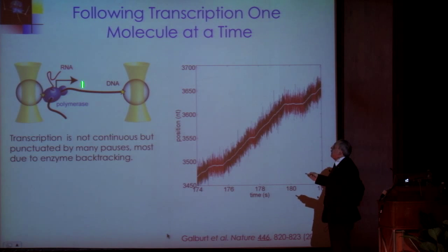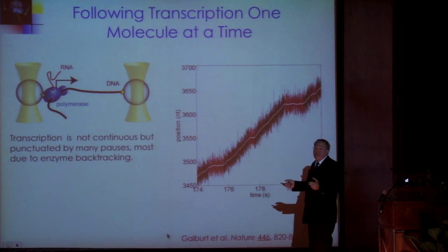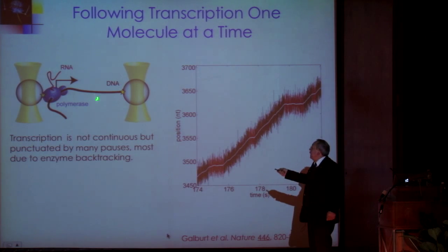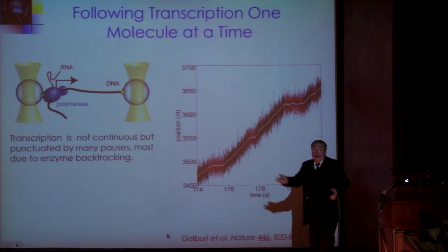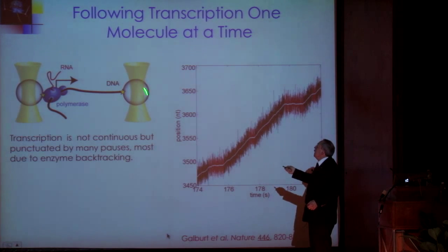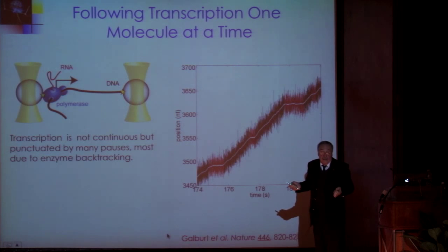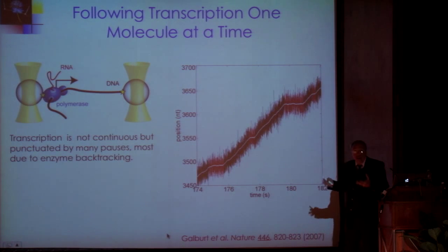Now when we add the NTPs, the nucleotides that the molecule needs to synthesize the RNA molecule, shown here in red, the molecule cannot move because it's attached to the bead. So what it does is pull the DNA through itself. All motion is relative, but in so doing, it's pulling this bead out of the trap, and that allows us to follow transcription in real time.